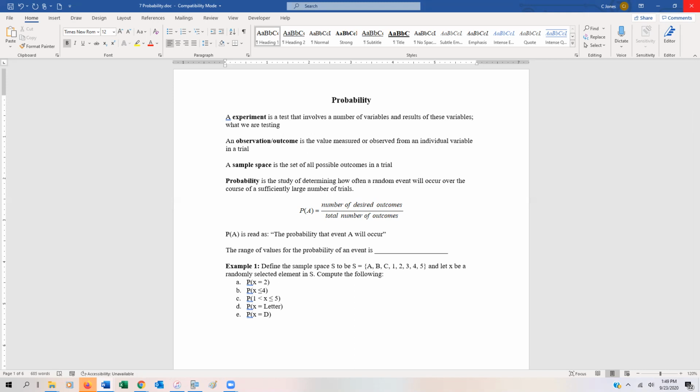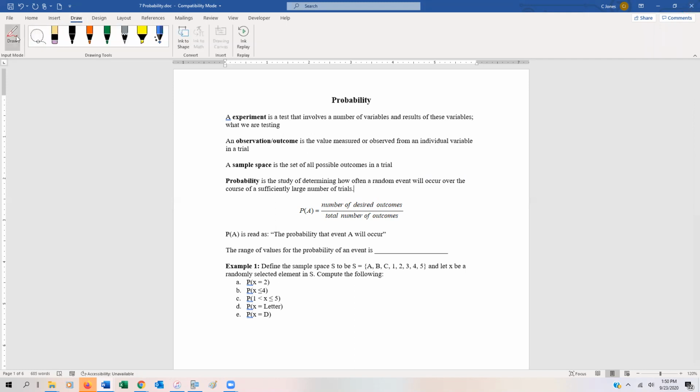So probability is the study of determining how often a random event will occur, provided that we have a sufficiently large number of trials, all right? And that could mean thousands, tens of thousands, or hundreds of thousands. Now, for those of you that have gone through pre-calculus or college algebra with functions, you might recall seeing P of A as a function. In this course, think of P of A as not a function any longer. Just know that to mean the probability that event A will occur.